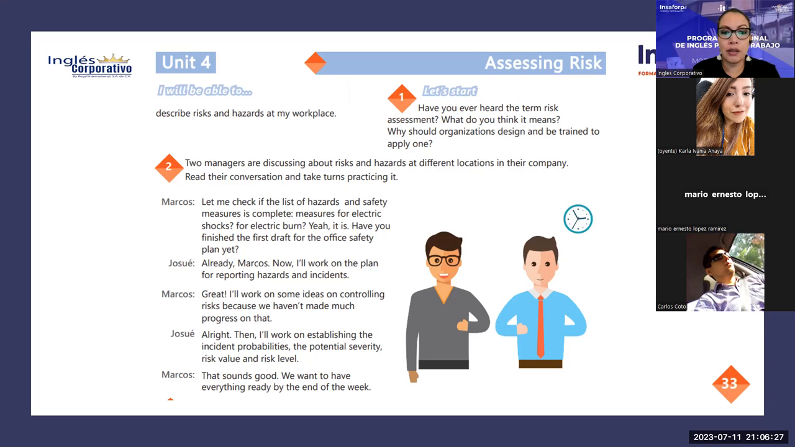Let me check if the list of hazards and safety measure is complete. Measures for electric shocks or electric burn? Yeah, it is. Have you finished the first draft for the office safety plan yet? Alrighty, Marcos. Now I'll work on the plan for reporting hazard and incidents. Great. I'll work on some ideas on controlling risk because we haven't made much progress on that. All right, then I'll work on establishing the incident probabilities, the potential severity, risk value, and risk level. That sounds good. We want to have everything ready by the end of the week.